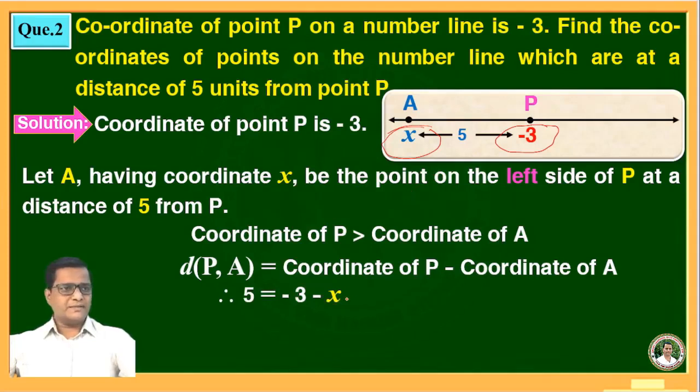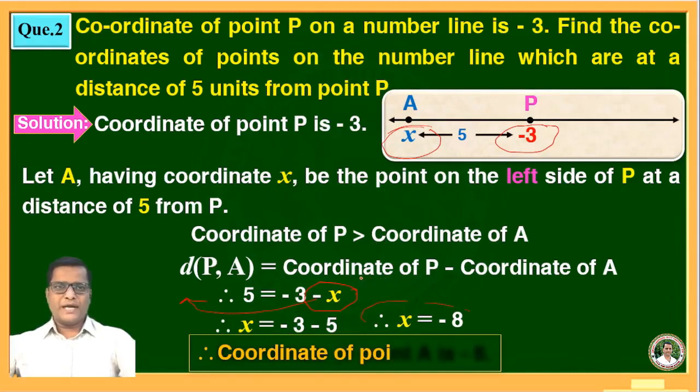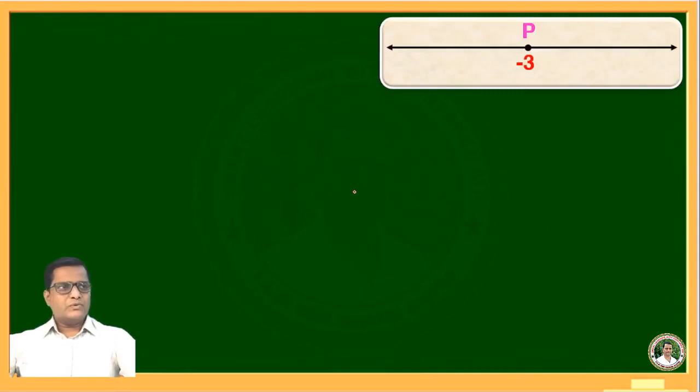If we simplify this, minus x is there. If you transfer it here, it will be plus x. This plus 5, when it comes to the right side, will be minus. Therefore, x is equal to minus 3 minus 5. Therefore, x is equal to minus 8. Then what is x? x is the coordinate of point A. Therefore, the coordinate of point A is minus 8. This is one possibility.